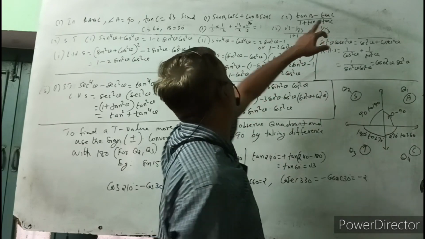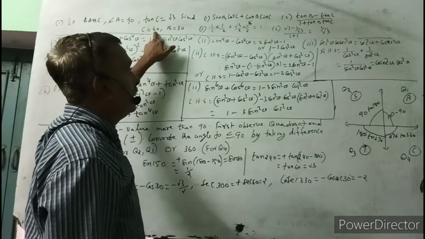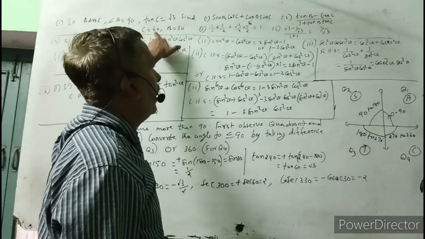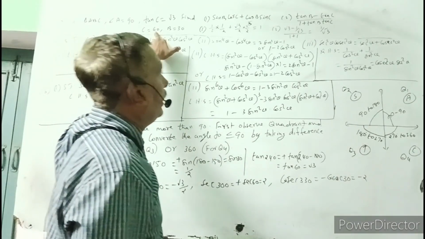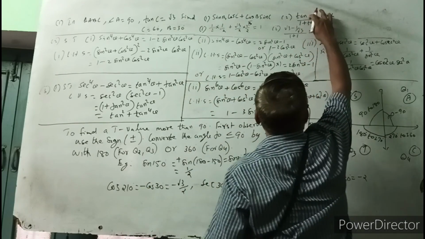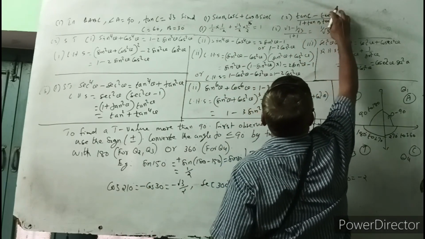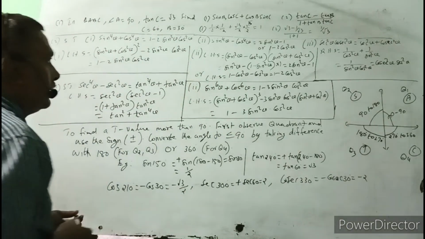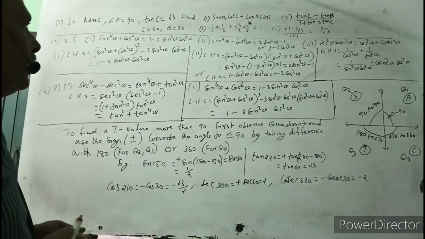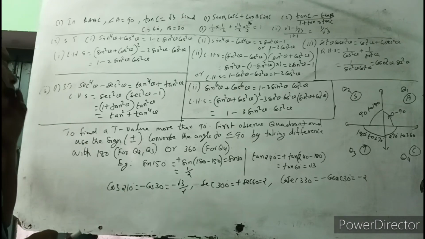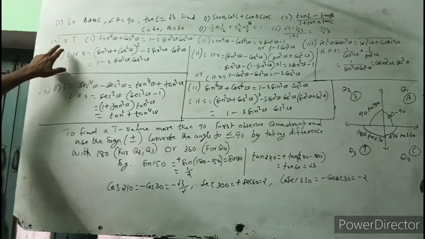Tan 60 minus tan 30 upon 1 plus tan B tan C. So instead of tan B minus tan C I use, I am writing in the reverse order: tan C minus tan B, so that it will be more simple. Otherwise, the answer will come negative. Simplifying, you will get the answer 1 by root 3. Negative also is not a problem. Just making it a little more simple.